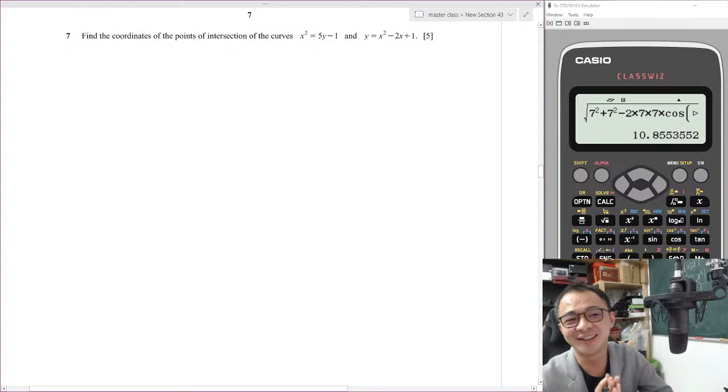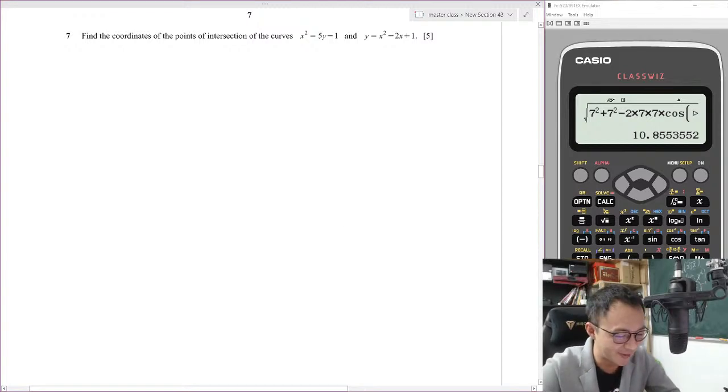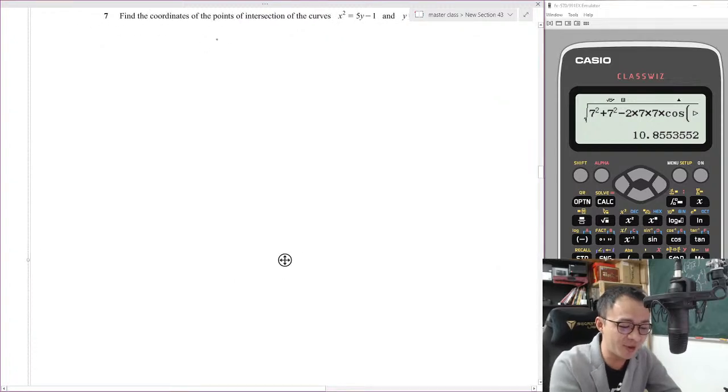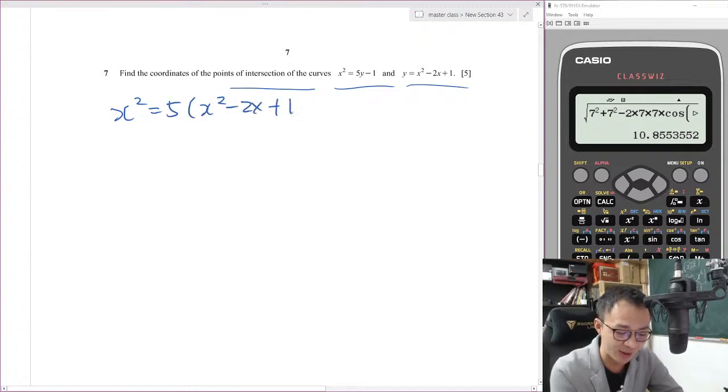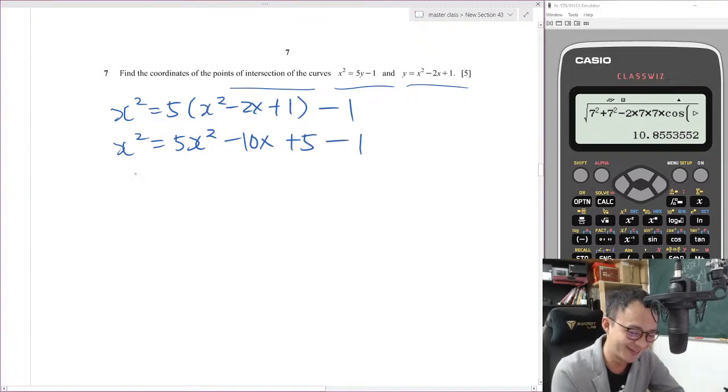Okay, thanks for that. So let's move on. They ask us to find the intersection point. In Add Math, finding the intersection point is basically substituting one equation into another equation. The question already leaves it in a nice form, so I just need to substitute into the y here, which is x squared minus 2x plus 1, and then minus 1. I hope I don't make mistakes again in the algebra. I just cannot accept that I make too many mistakes.